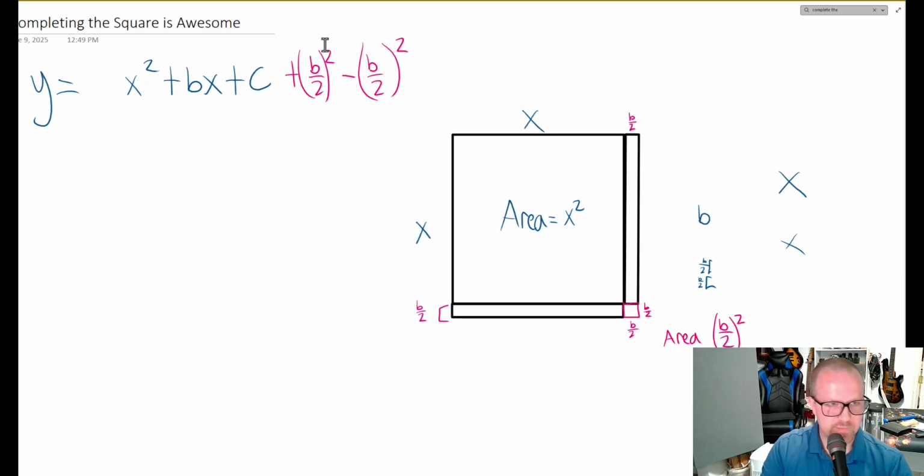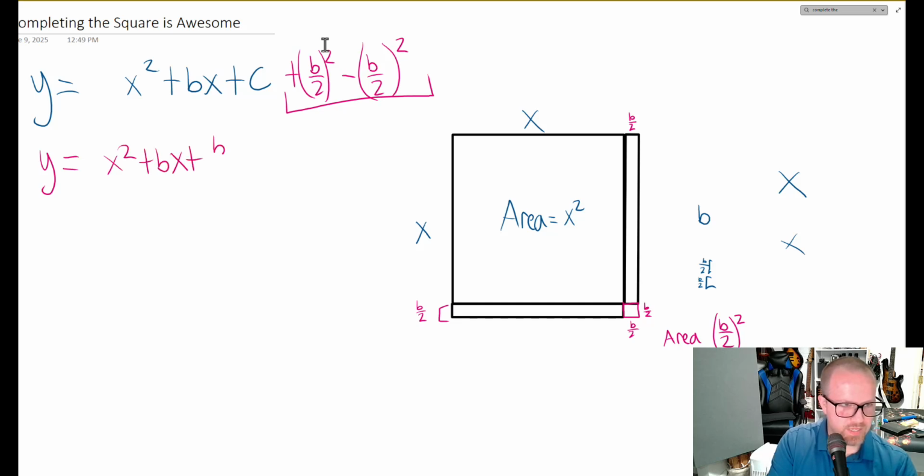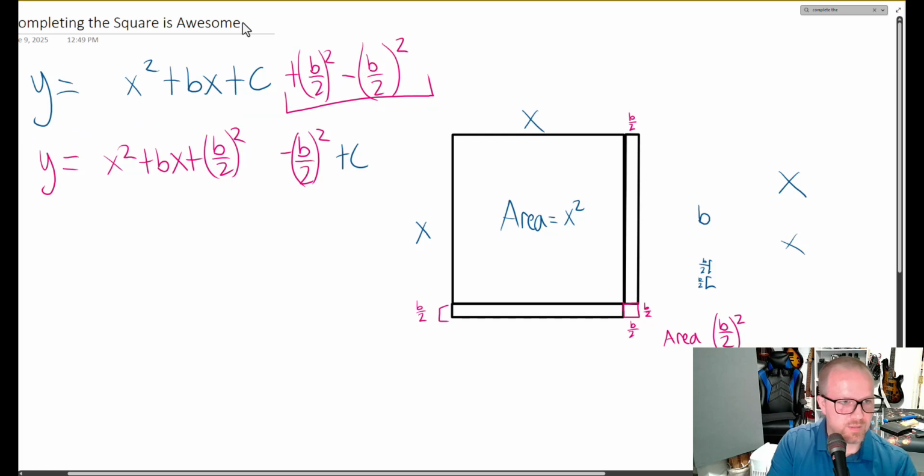Now, this pink stuff here cancels itself out. This doesn't change the equivalence of the function, but it does allow us to do a very interesting thing. I'm going to rewrite this whole equation now as y equals x squared plus bx plus b over 2 squared. And then we have the rest of our equation, minus b over 2 squared, and then plus c in blue. And this is actually equivalent to the one on top, but we've written this in a very particular way.